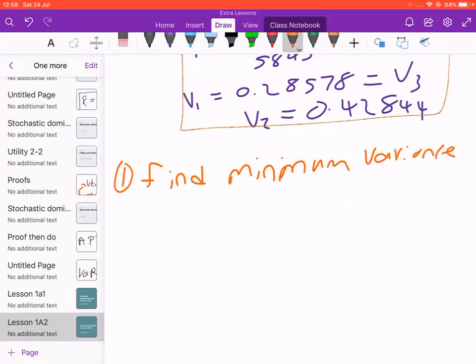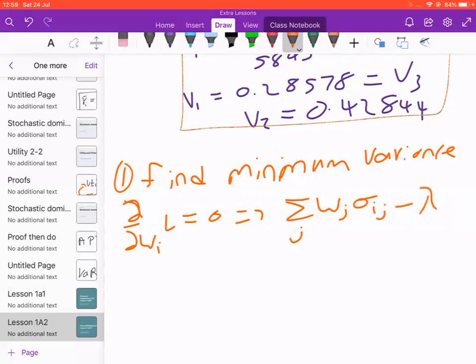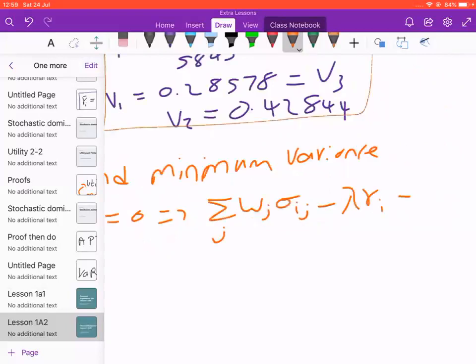They ask you to find the minimum variance. So from that equation, the derivative of W in terms of I equals 0. So basically you have something like this: the sum over all the j's of the weight of j times the covariance of I and j, minus lambda times I minus mu equals 0. So they can ask something like this.